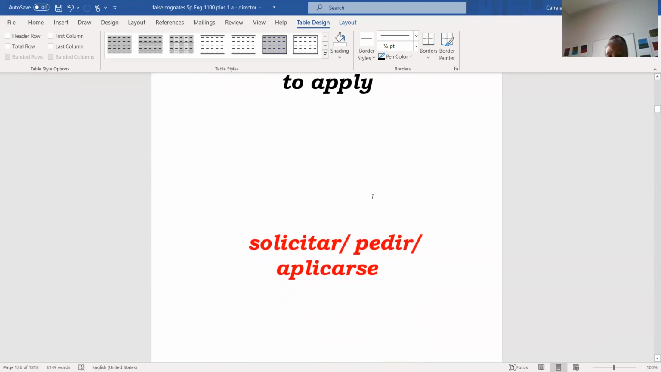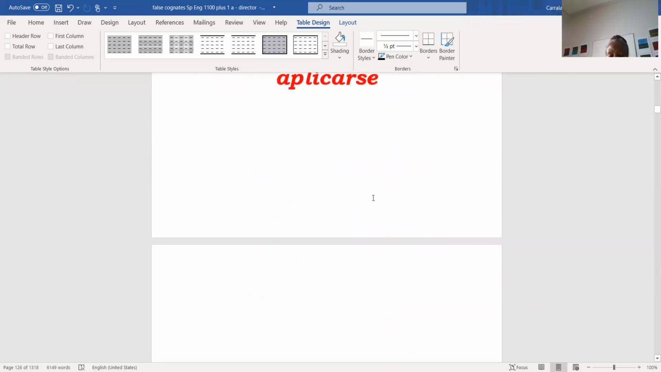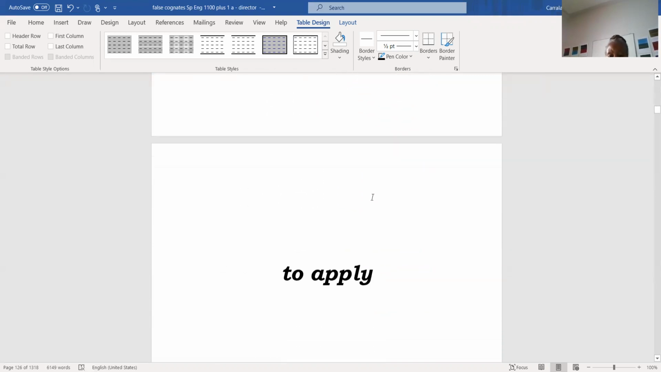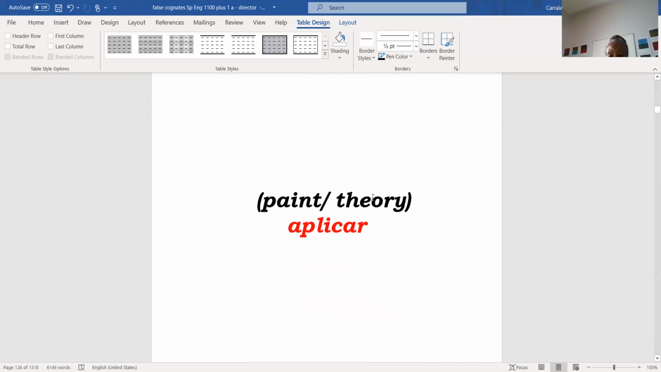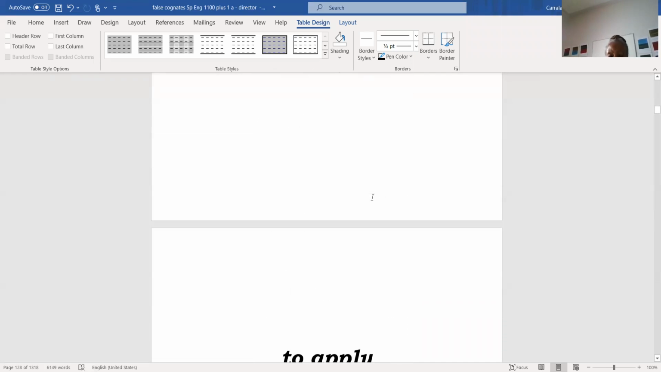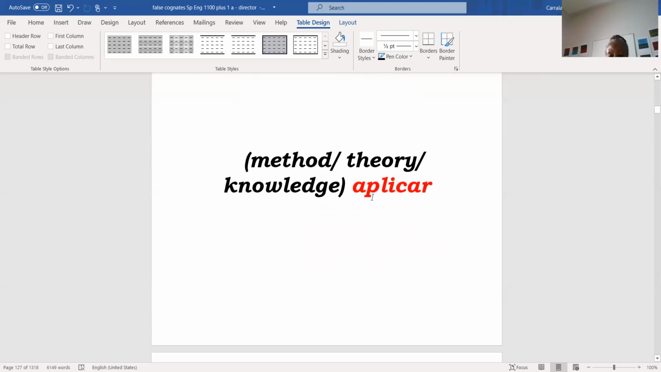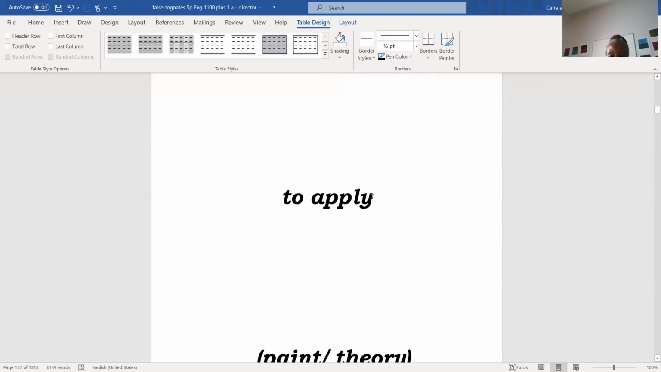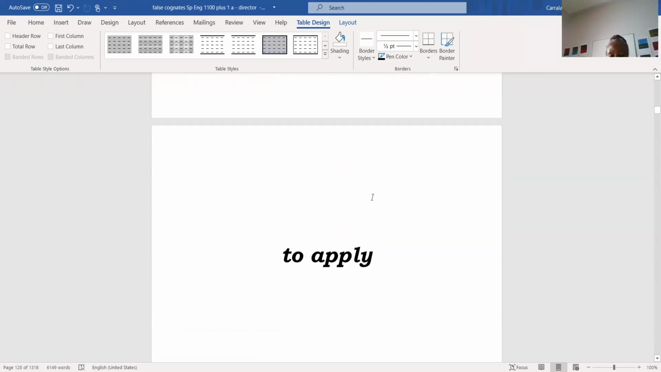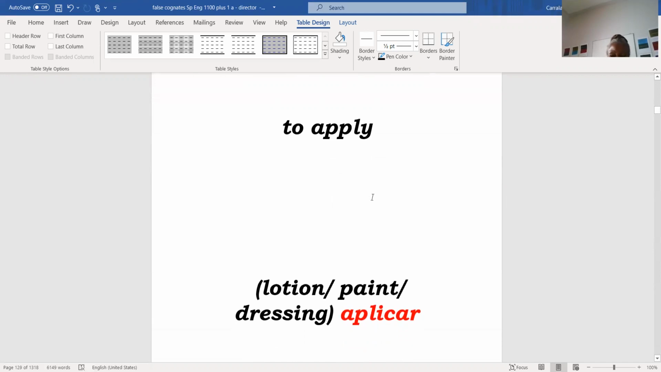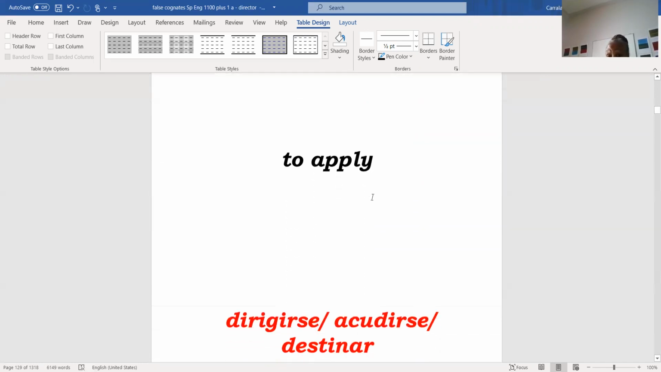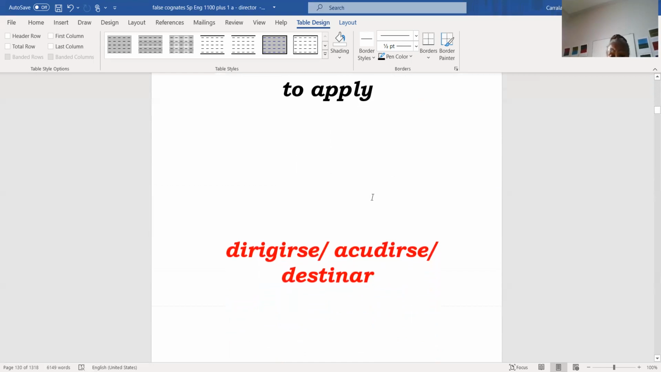Apply, solicitar, pedir, aplicarse, aplicar. Okay? To apply different things. For example, here, you're talking about method, theory, knowledge, aplicar. To apply paint theory, aplicar. I think it's close enough that no one's going to say, I don't know what you mean. Okay.